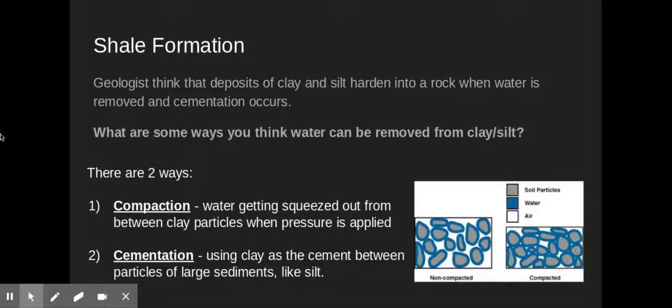And then there's cementation. We talked about, in sandstone, using groundwater to cement particles of rock together. But because clay is so small, you could actually use clay to cement larger particles together, like silt and fine sand. So you can get water out from between the clay and the silt particles either by squeezing it out through compaction or by just using that clay as the cement.